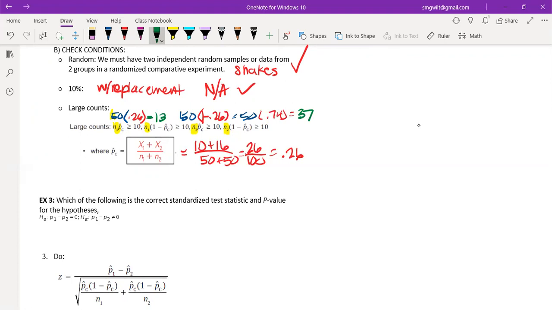So remember that I'm checking, are these greater than or equal to 10? So it works there. Again, I only have to check 2 because these 2 values end up being the same, and these 2 values end up being the same just because our sample size was the same. So if N1 and N2 were different, I would have to check all 4. Okay, so we've met all the conditions, which means that we can use this test. So all conditions met.